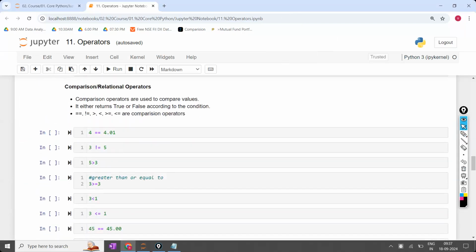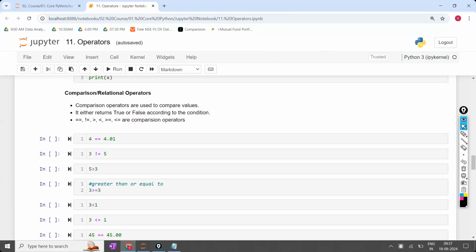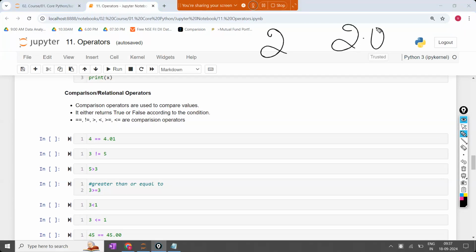Next, come to the comparison operator. Now you are comparing two different values, not the data types, values. So here 2 and 2.0, whether they both are the same: data type wise both are different, value wise both are same.